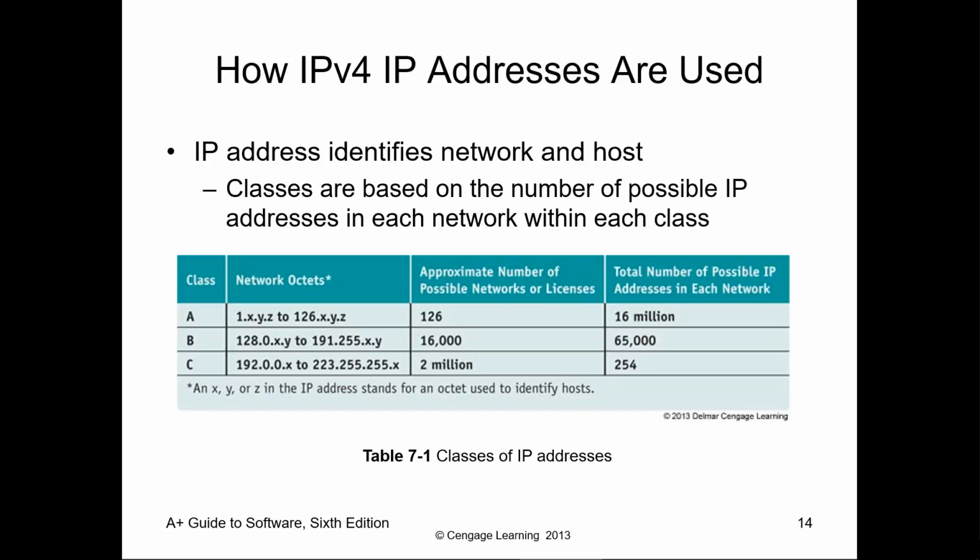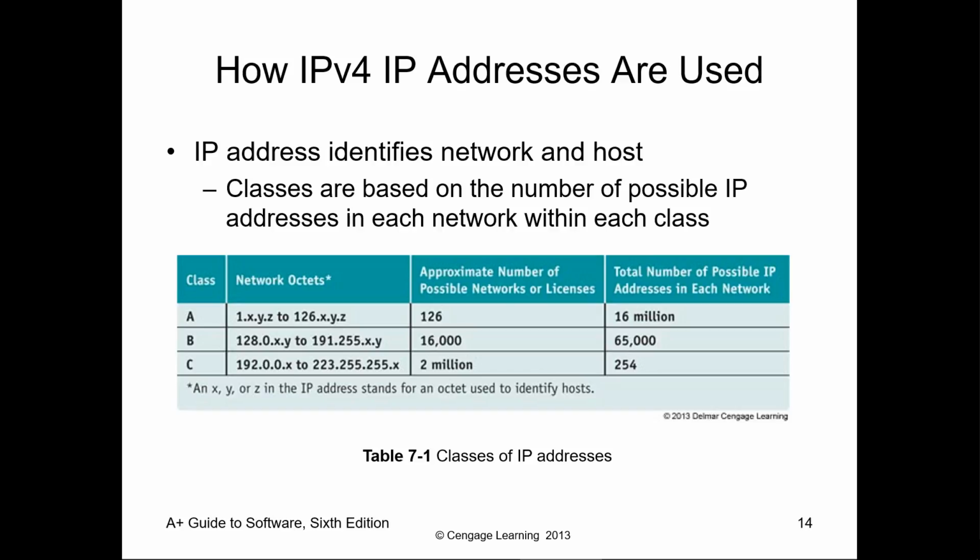There are 126 possible class A networks, and each of those consists of about 16 million addresses per network. Class B starts with 128.0 and goes through 191.255, so there are any combinations between 128.0 and 191.255. That means there are roughly 16,000 networks, I said 16 million, I apologize, I meant 16,000. Each of those 16,000 networks consists of 65,000 hosts or addresses per network.